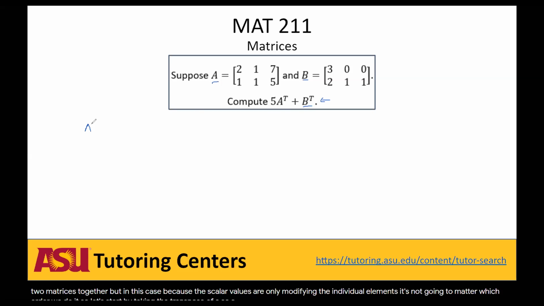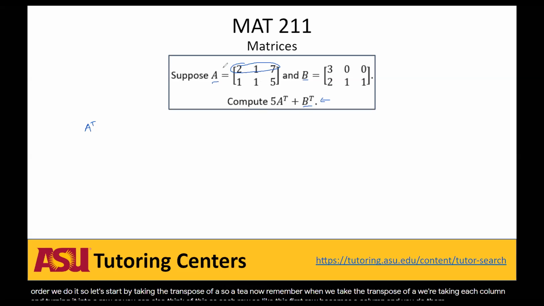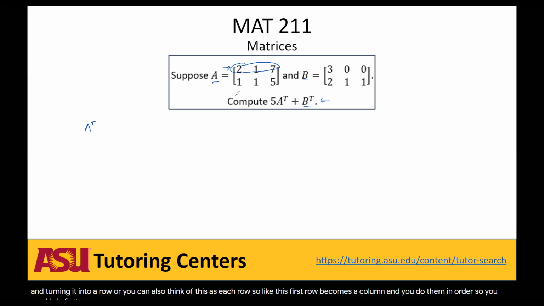Now remember, when we take the transpose of A, we're taking each column and turning it into a row. Or you can also think of this as each row, like this first row, becomes a column. And you do them in order. So first row becomes the first column, and second row becomes the second column. Or if you were doing columns to rows, the first column is the first row, and so on and so forth.